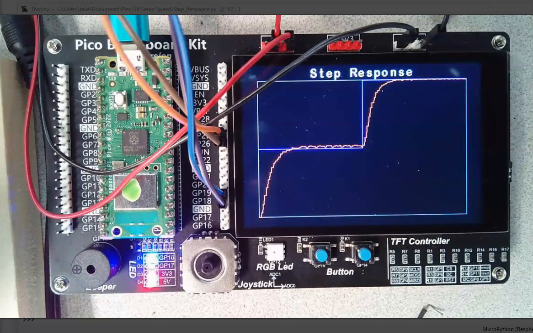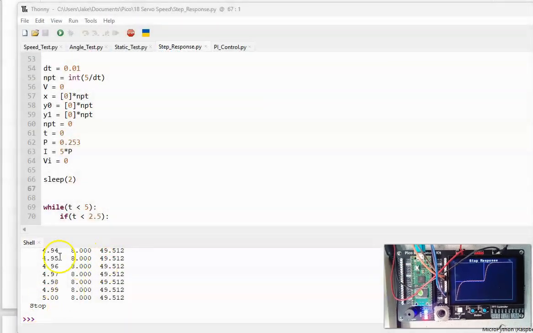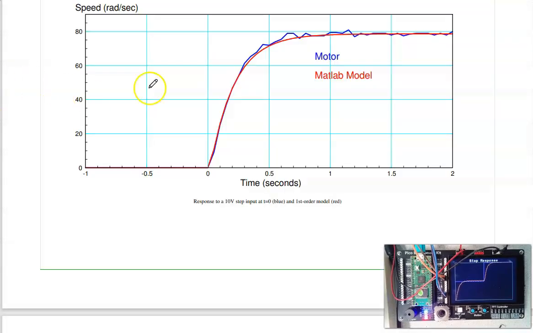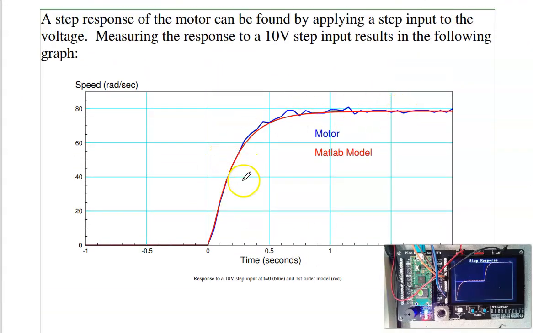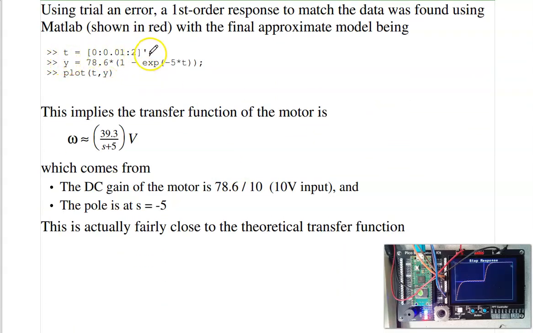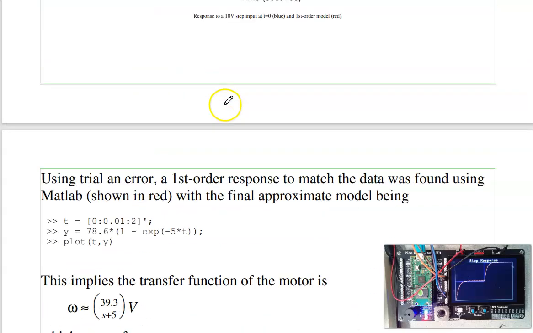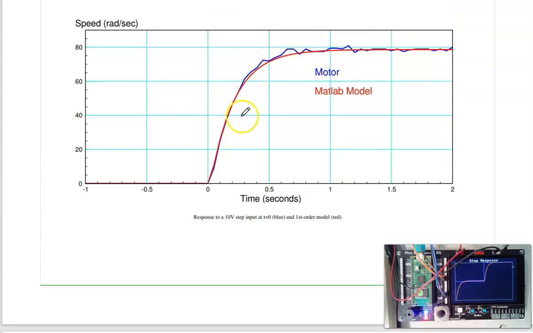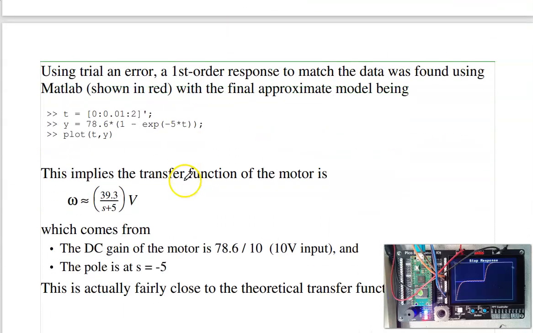And notice that looks like a first-order differential equation. In MATLAB, I can copy this data and plot it. That's what she looks like. I can then try to come up with a first-order differential equation that matches that step response, as time goes from 0 to 2 seconds. Here's the transfer function. This is the DC gain for a 10-volt input. There's my time constant. Play around with the 5, play around with the 78 to get the two to match. And eventually get this. It matches up pretty well, meaning it's a pretty good model.